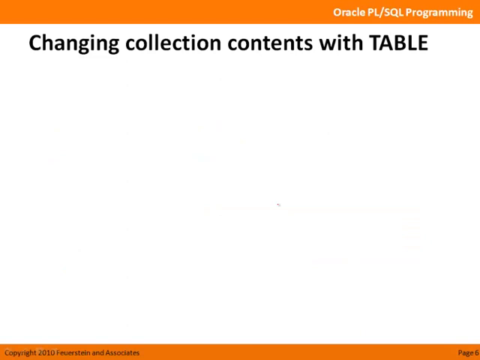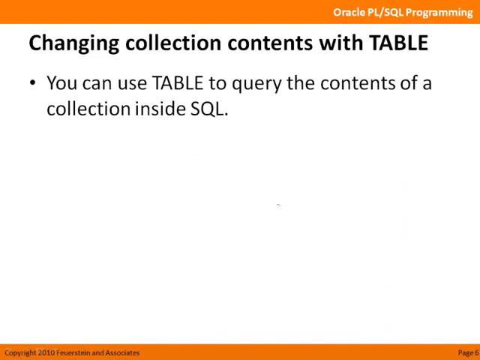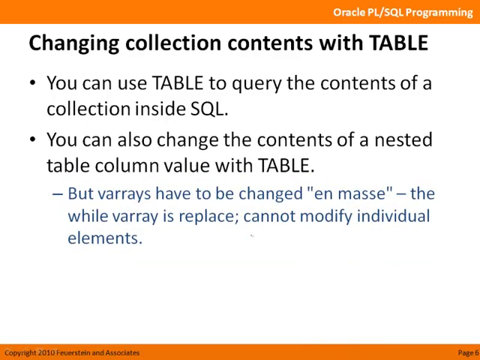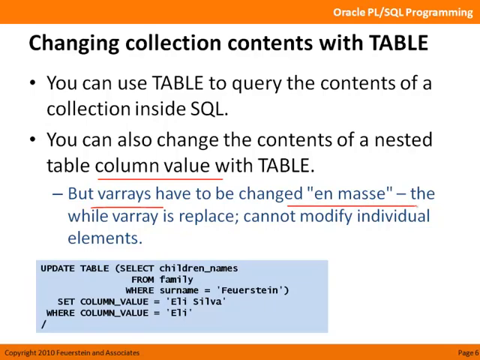You can also use the table operator to change the contents of a column in a table that is itself a collection. And this can be used with nested tables to change individual column values in a collection. But if you've got a V-array as a column data type, you have to change the entire V-array. You can't replace individual elements. I'll show you how you can use the table statement, the table operator, to change the contents of a nested table.